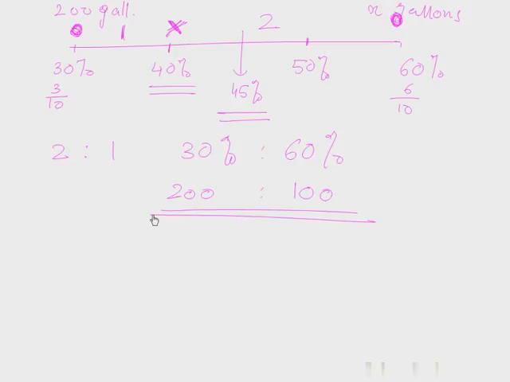A very quick method of doing things. We just used inverse proportion. Since the distance from 30 to 40% is 1 and the distance from 40 to 60% is 2, the mixture should be in inverse proportion of that in terms of volume.